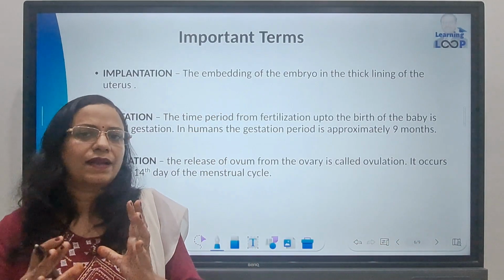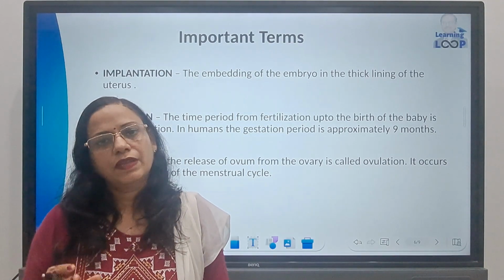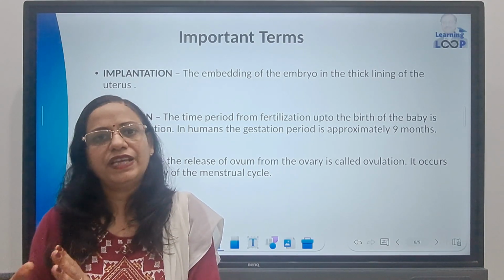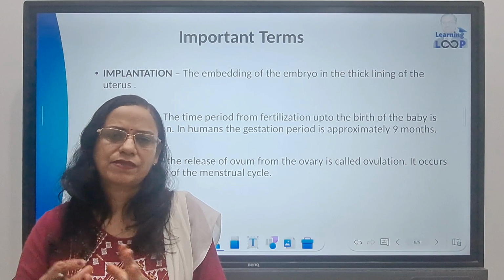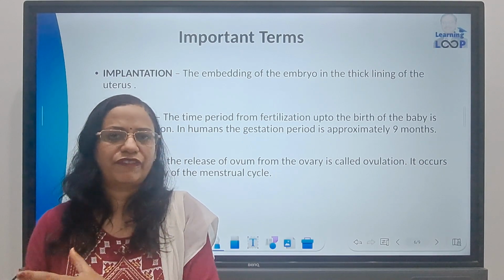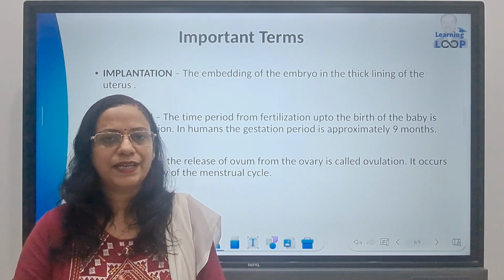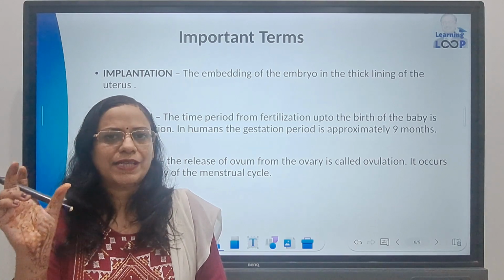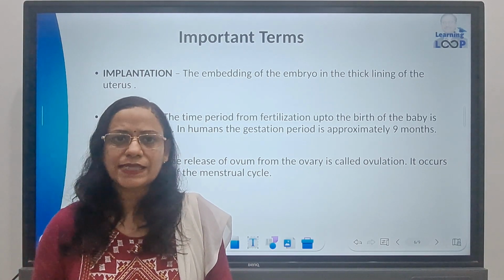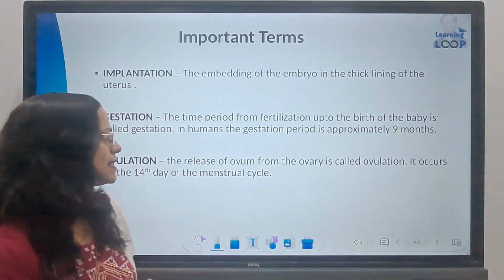And this cycle doesn't continue lifelong. It comes to an end around 50 years of age in most of the females. Again, it's variable, 45 to 55, that is the general period. So at that time, when the menstrual cycle comes to a stop, it's known as menopause. We'll talk about that slightly later.